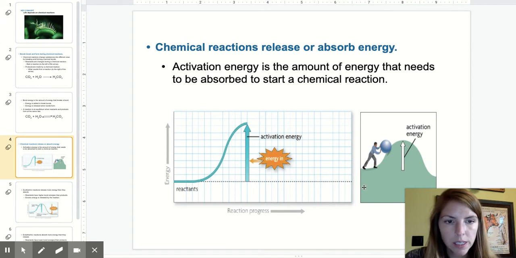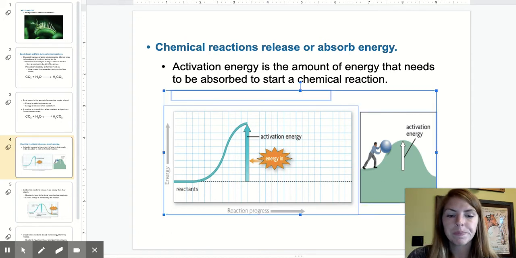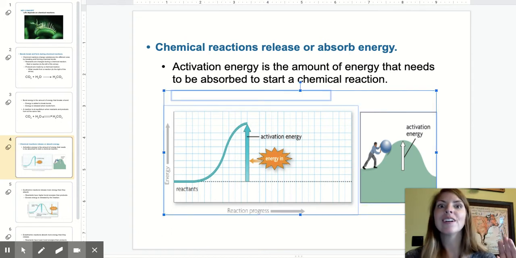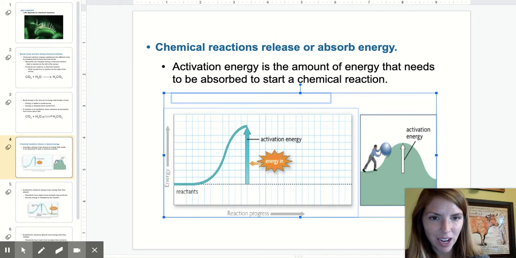This example here is a person pushing a ball up a hill. And then once it gets to the top, the person doesn't need to push it anymore. It just rolls down the hill. So with that, there are two types of chemical reactions.